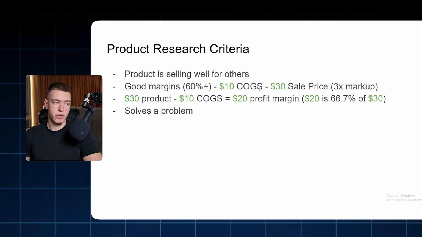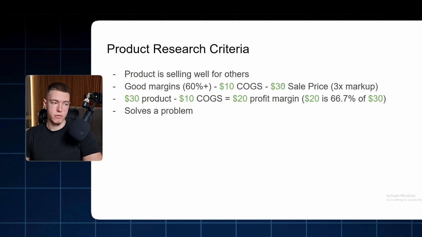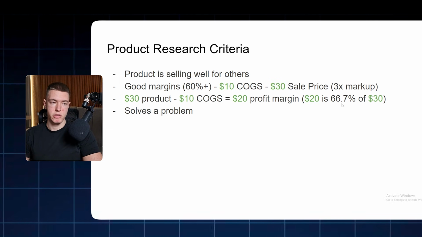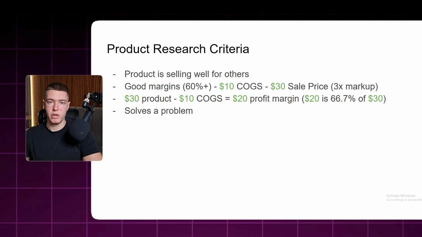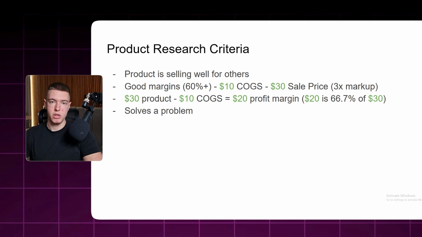For example, if you're getting your product for $10 and you're selling it for $30, you're going to have a 3x markup and your profit margin is going to be about 66%. That's kind of what we're looking for, because the higher your margin is, the more you're going to be able to spend on ads per sale and the more profit you're going to end up keeping at the end.